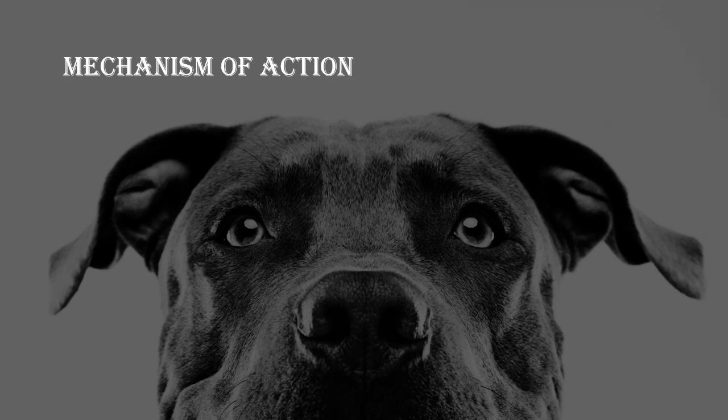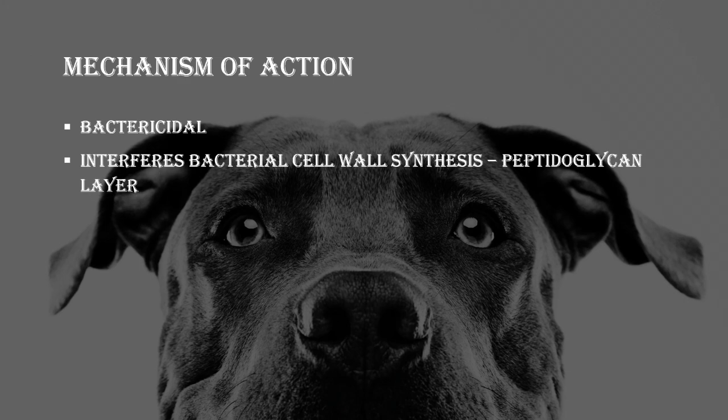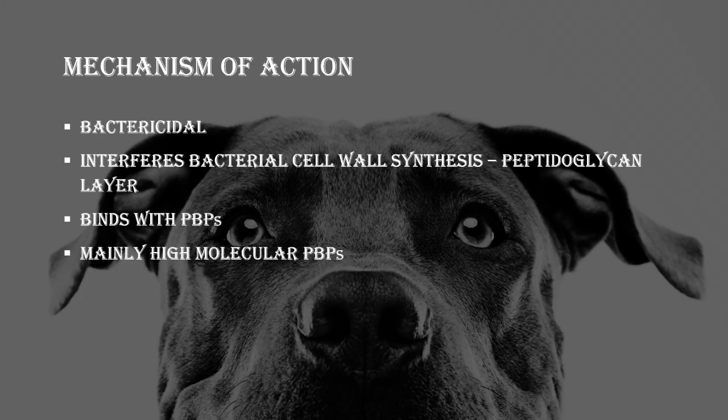Coming to the mechanism of action, it is bactericidal in action, meaning it kills the bacteria. It interferes with the synthesis of the peptidoglycan layer of the bacterial cell wall. They bind with a group of proteins called the penicillin binding proteins, in short PBPs. There are two types of PBPs in the bacterial cell wall, and the high molecular weight PBPs are involved in the maintenance of cell morphology, cell shape, cell elongation, etc. of the bacteria. Amoxicillin mainly interferes with the high molecular weight PBPs, thus destroying the bacteria.